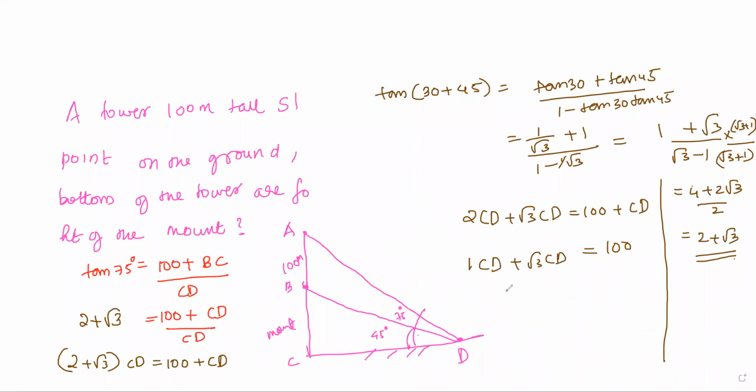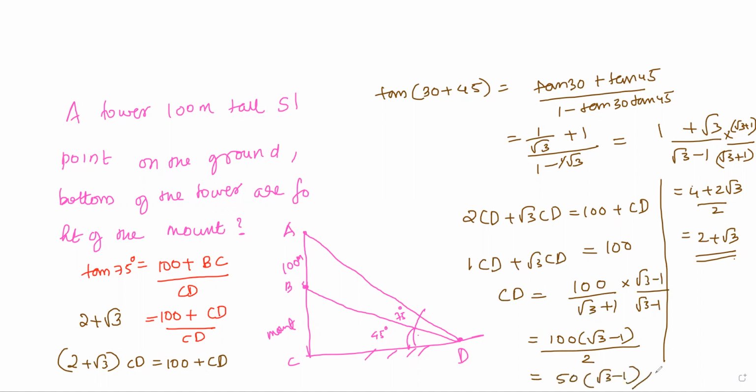So from this, what is CD? CD is equal to 100 divided by (root 3 plus 1). This again we can rationalize, multiplying by (root 3 minus 1). So that will become 100 into (root 3 minus 1) divided by root 3 square minus 1, that is 3 minus 1, so it will become 2. So that is 50 into (root 3 minus 1).